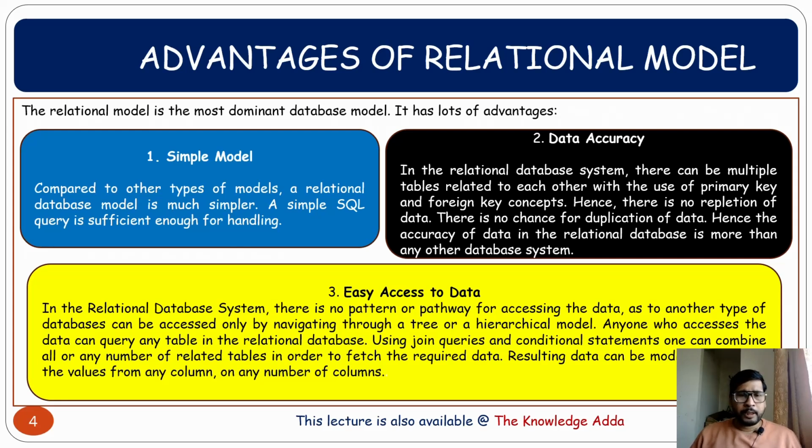As an example, suppose there is a student table, and I want to access all the data from the student table. I just have to write SELECT * FROM student, where student is the table name. So you will get all the data from the student table. And suppose you only want to access the first name of that particular table, just write SELECT first_name FROM student.